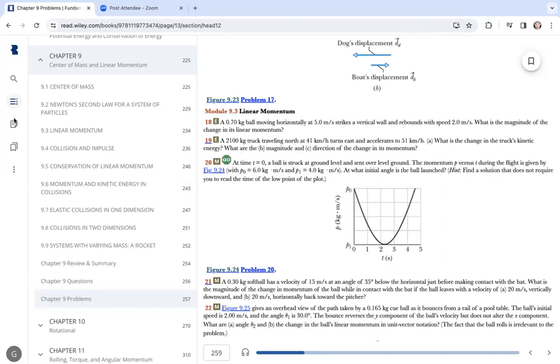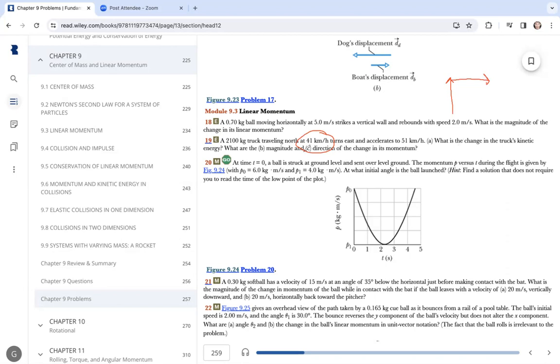So we have a truck and it's traveling north. We've got a truck, it's traveling north, and then it turns east like that. What is the change in the truck's kinetic energy?